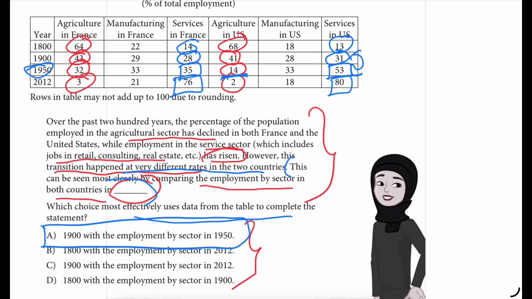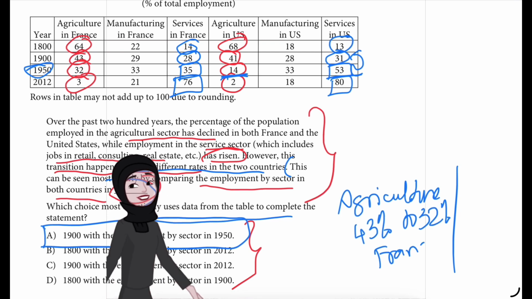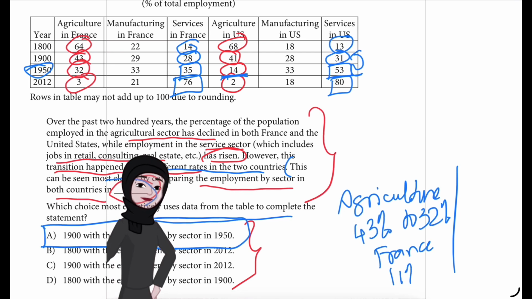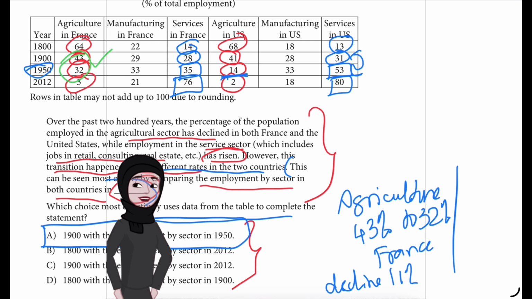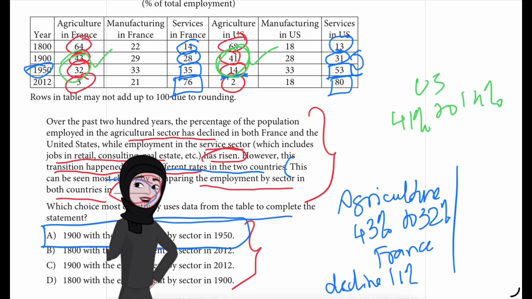The table shows that in those years, employment in agriculture went from 43% to 32% in France, a decline of 11%. So, you can observe over here, there is a massive decline, 11% decline in agriculture from 1900 to 1950. And then from 41% to 14%, as I mentioned, very drastic, it has changed for the US also. For US agriculture, 41% to 14%, a very big decline. This is actually a decline of 27 percentage points.